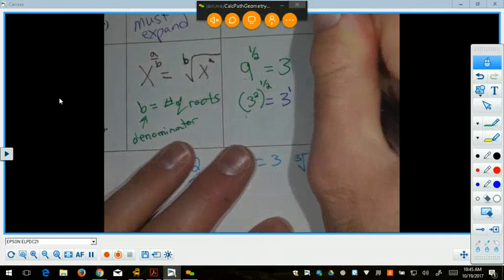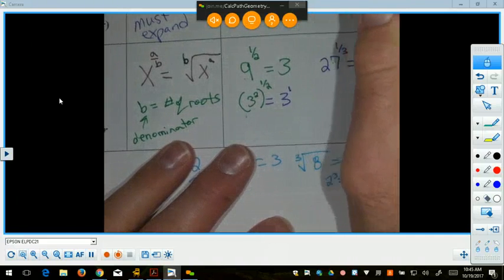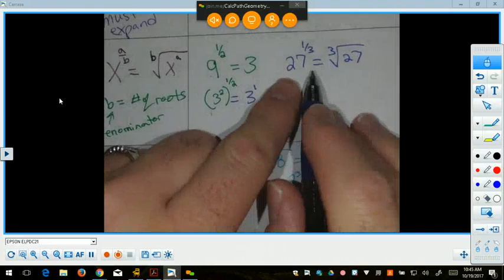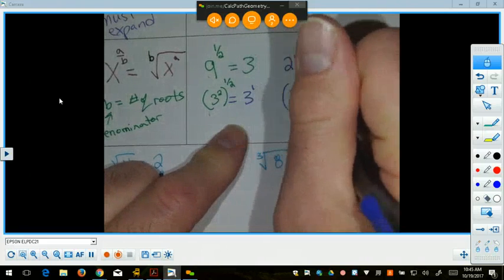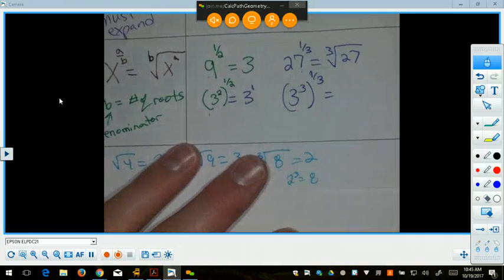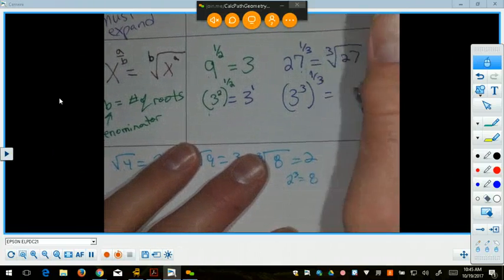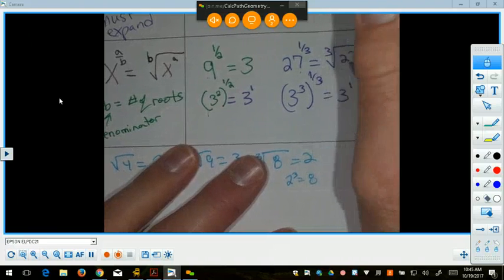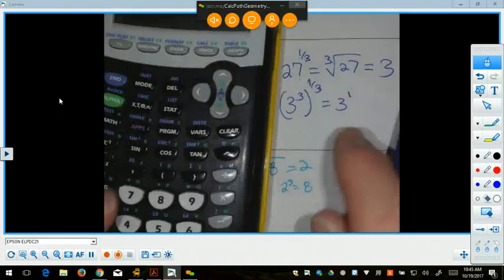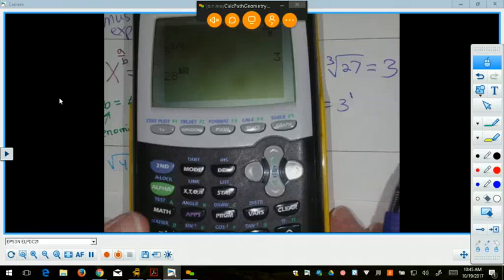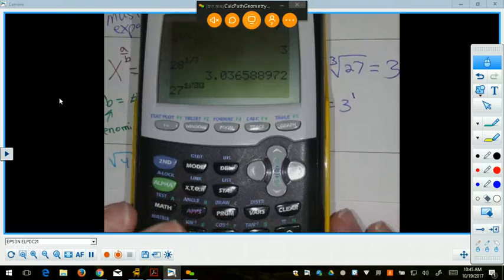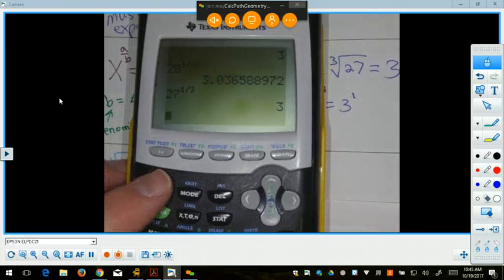What's 27 to the 1/3, which is actually the cubed root of 27? The reason being, this 27 is really 3 cubed, right? Well, what's 1/3 times 3? 1, right? It would be 3 to the first, which in this case, the cubed root of 27 is 3. 27 to the 1/3 is also 3.